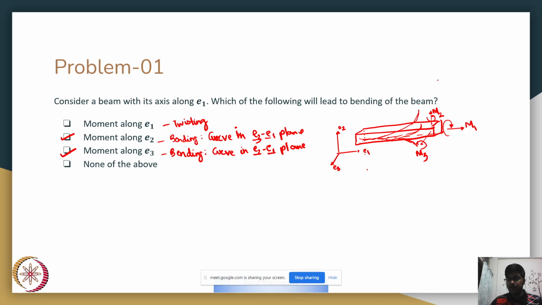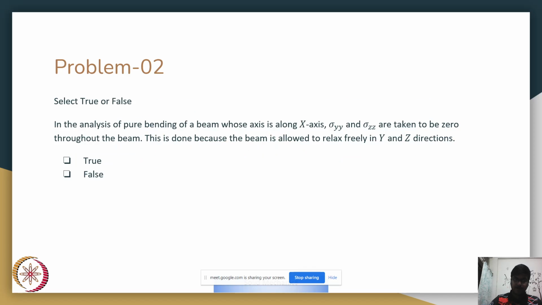Note that here I have assumed, or rather drawn, the beam to be symmetrical, but this doesn't need to be the case. You can have a beam with an asymmetrical cross section and you would still have bending if moments are applied along E2 and E3 direction.